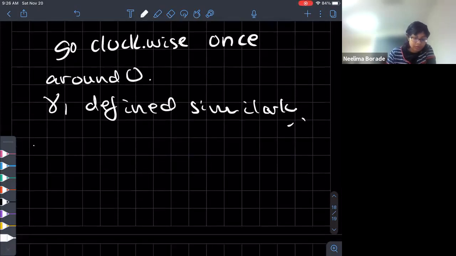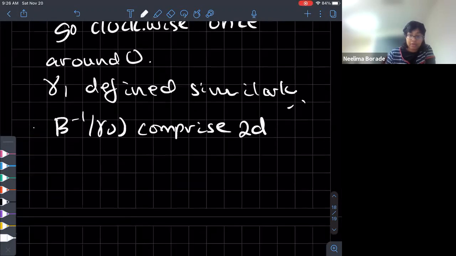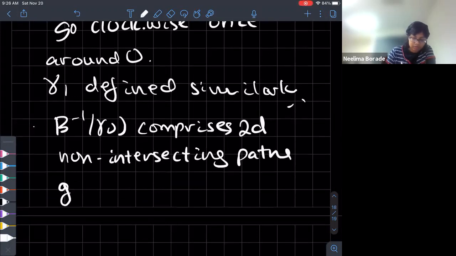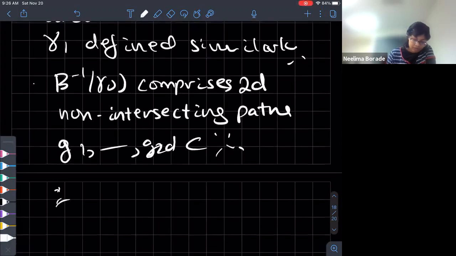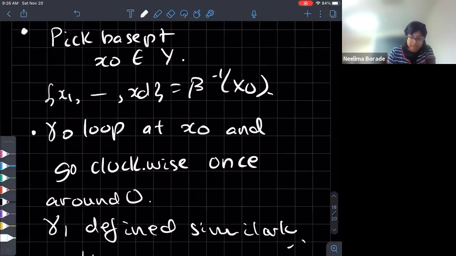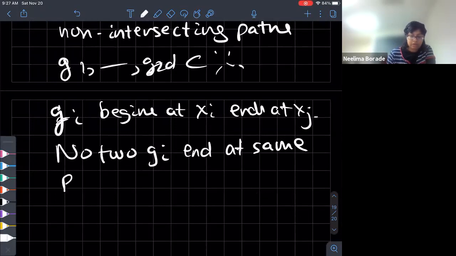Okay, and then we look at the pullbacks of these. So we look at beta inverse of gamma naught. And one can see by looking at the degree of the covering and such things that this comprises 2d non-intersecting paths. Call them g1 to g2d inside of X, where gi will begin at some xi and end at some xj, where the notation is intentional. The x's are in the pre-image of x naught. And no two gi end at the same point because they are non-intersecting.